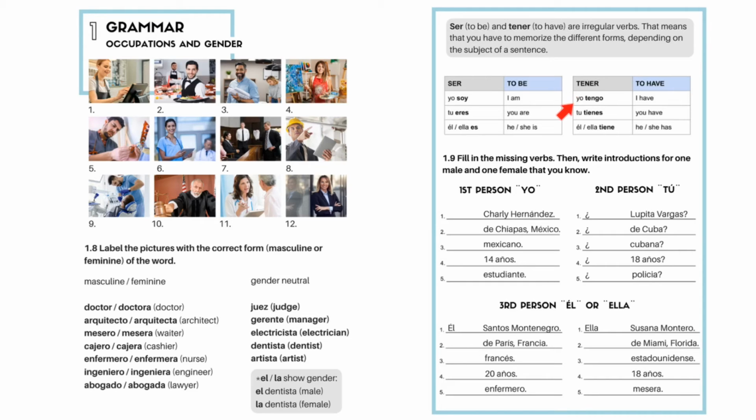The same with tener. Tener is slightly irregular. It becomes yo tengo or tengo, I have. Tu tienes, you have. Él or ella tiene, he or she has. These are going to be the verbs that we're going to use all the time. So we need to memorize them. We're starting with only the first 3 forms so that we can talk about ourselves, we can ask questions, and we can talk about other people.